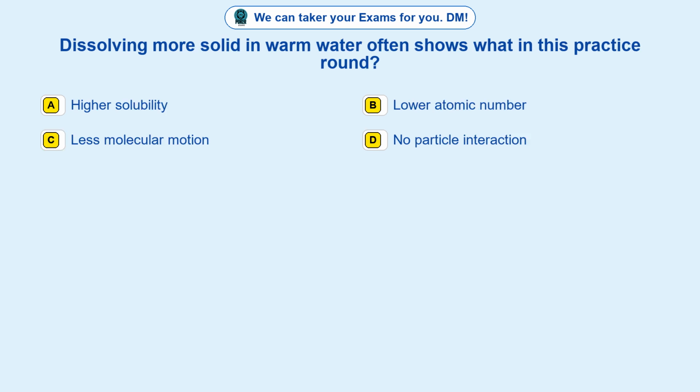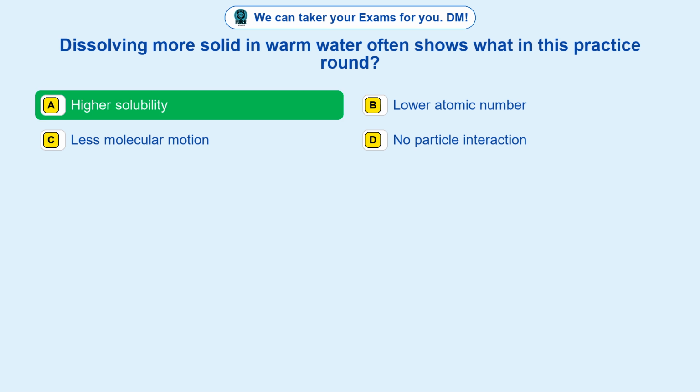Question 54. Dissolving more solid in warm water often shows what in this practice round? Option A, higher solubility. Option B, lower atomic number. Option C, less molecular motion. Option D, no particle interaction. The correct answer is option A.